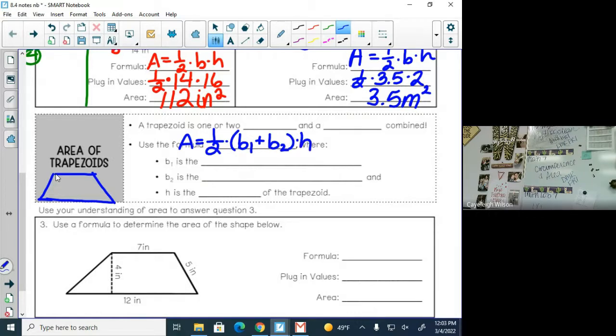So it's a little bit more, and we're going to talk about that again here in just a second. I'll talk about what all the values mean, but you need to make sure you write that formula down. 1/2 times base 1 plus base 2 times height.